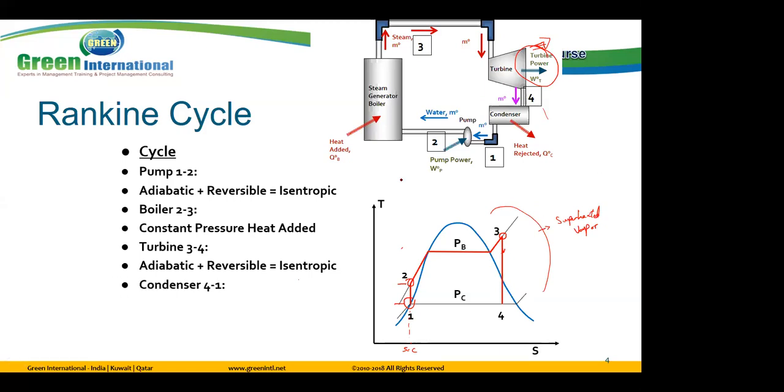Condenser works at the low pressure side, and as you see here, the process is constant pressure heat rejected. It means the processes related to heat in this cycle are constant pressure, and the process related to work is isentropic. Please, if you have any question about the cycle, tell me. Okay, next.